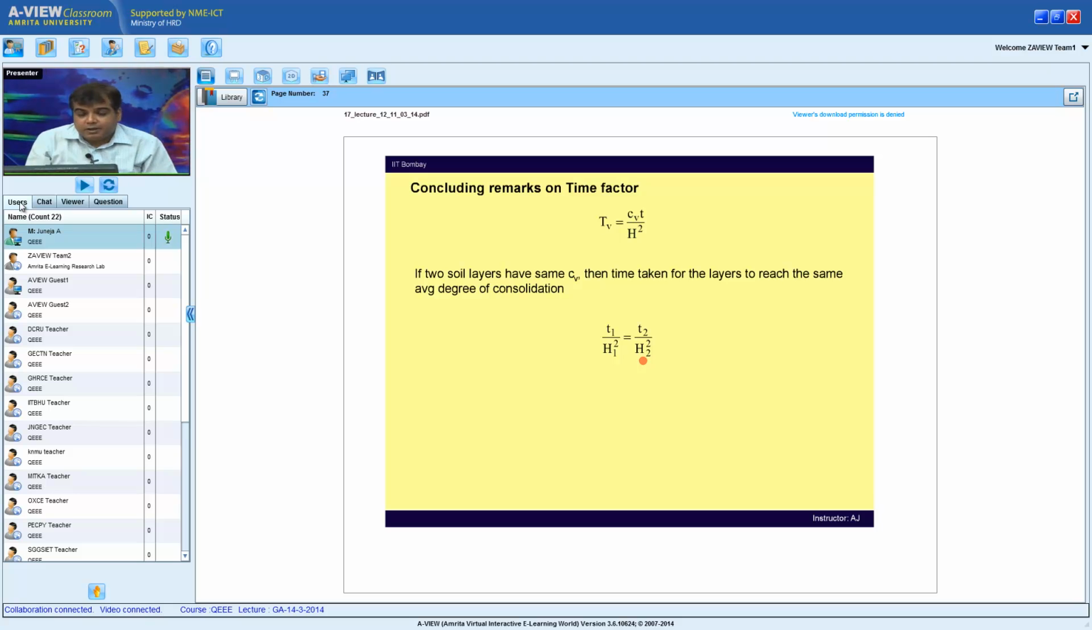However, if you have come across an odometer test in the lab, H2 would be half of the thickness, because in an odometer test drainage is permitted both from top as well as bottom. So the water will have a choice to go top and bottom. Let me explain this using a figure.